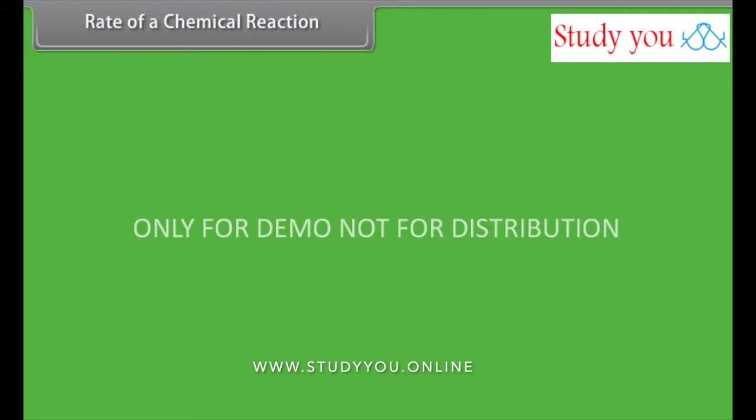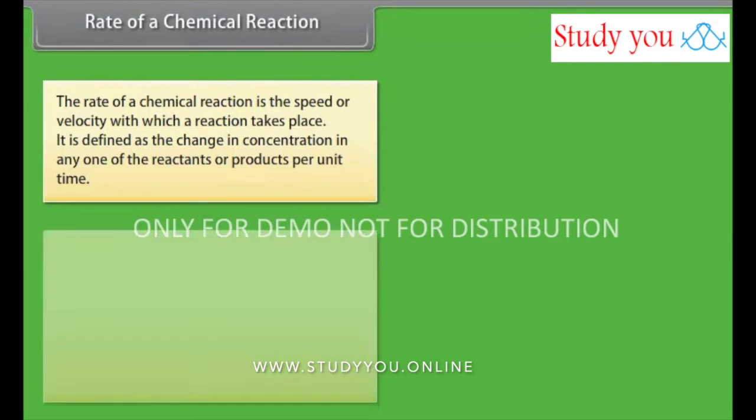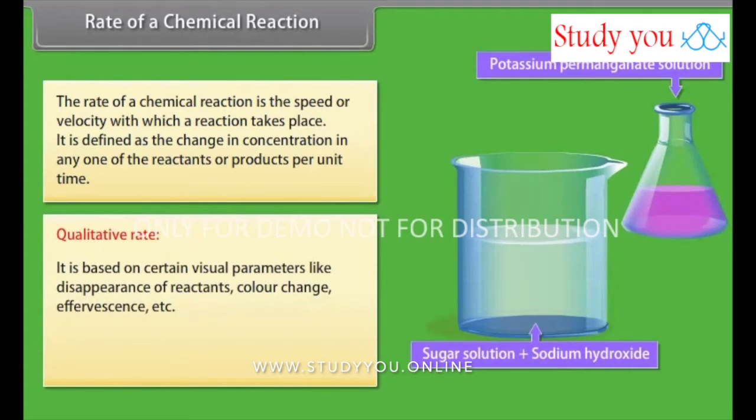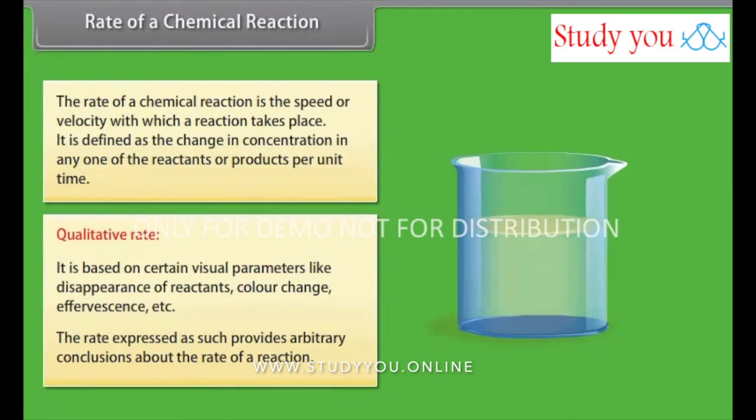Rate of a chemical reaction. The rate of a chemical reaction is the speed or velocity with which a reaction takes place. It is defined as the change in concentration in any one of the reactants or products per unit time. It can be expressed in two ways. Qualitative rate. It is based on certain visual parameters like disappearance of reactants, color change, effervescence, etc. The rate expressed as such provides arbitrary conclusions about the rate of a reaction.